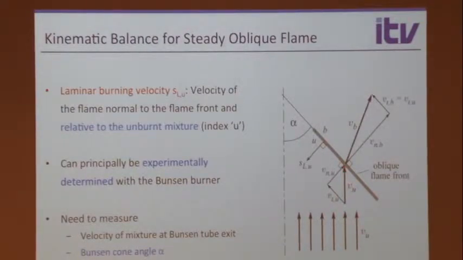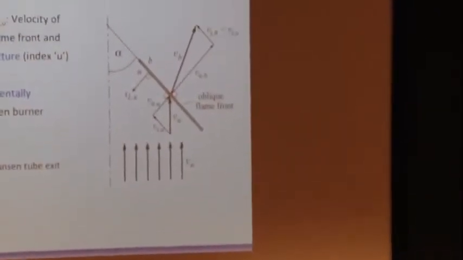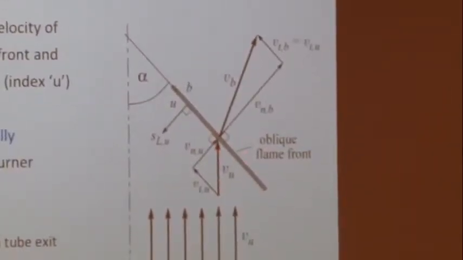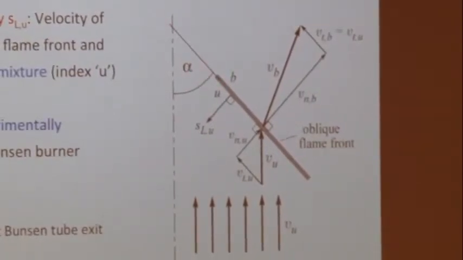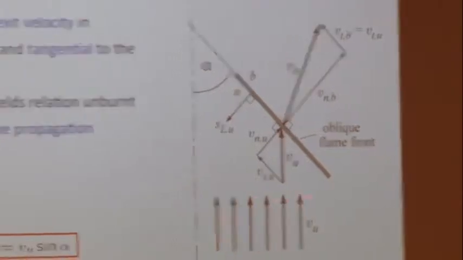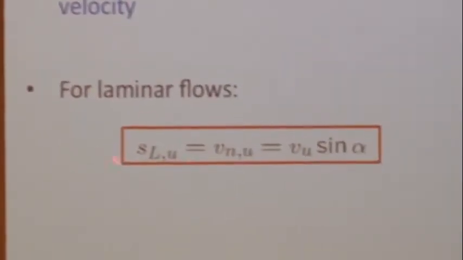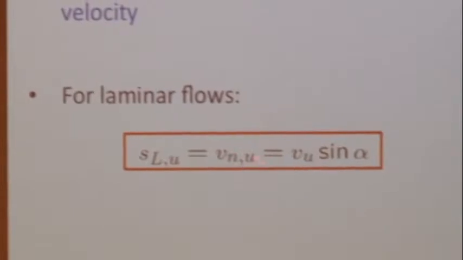So then you see immediately that if I increase the velocity here, this angle becomes shallower, but the burning velocity will be the same. Because the burning velocity stays the same, you have to increase the tangential component, which makes this shallower. So if you have measured this angle, then the burning velocity is just the incoming velocity times the sine of this angle. Okay, it's very simple.